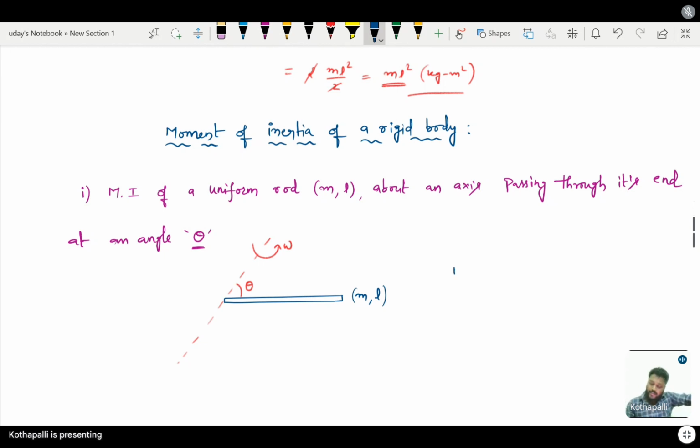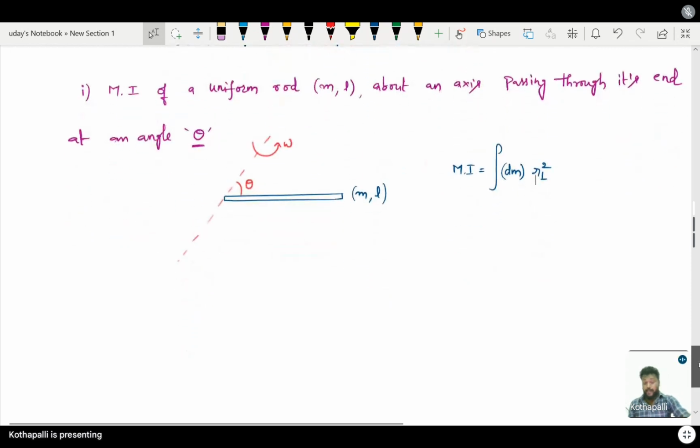As we know, the moment of inertia of any rigid body system is the integral of dm into r perpendicular square. We discussed this already. Now, we know the moment of inertia of any point mass is m into r perpendicular square. So first I will take a point mass from this uniformly distributed rod, and I'll calculate the perpendicular distance of that point mass from the axis of rotation.